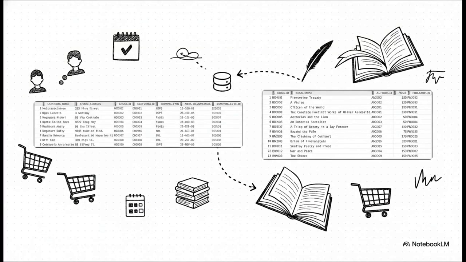So here we have data from two completely separate tables. On the left, we've got our customer orders. On the right, our book information. And notice, they're separate. The order table has no idea who the book's author is, and the book table doesn't know which customer bought it.